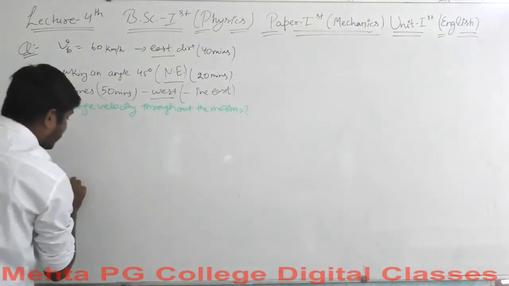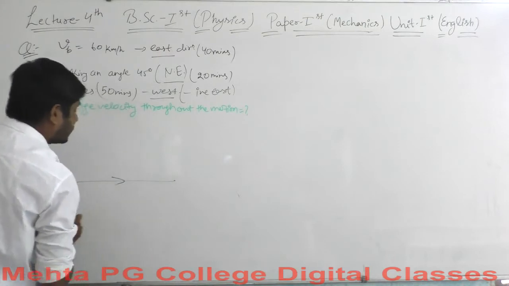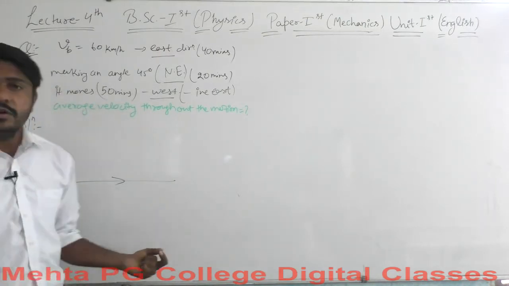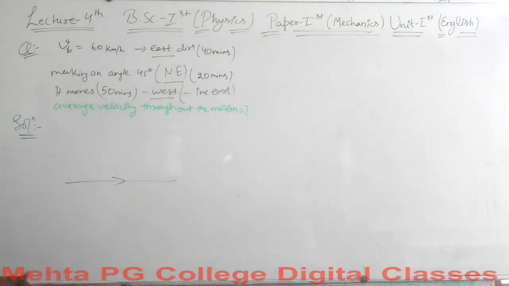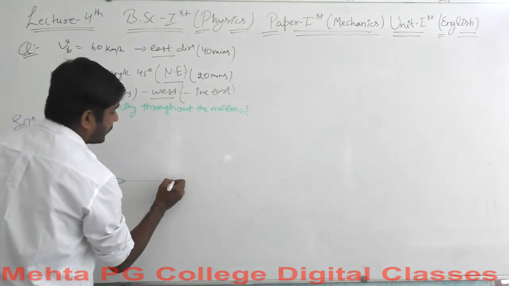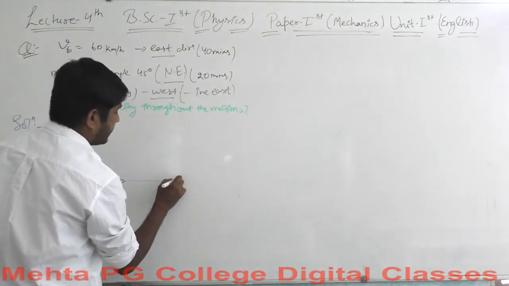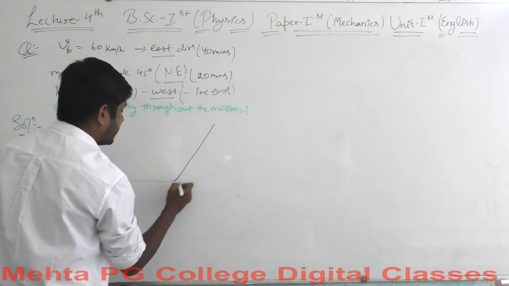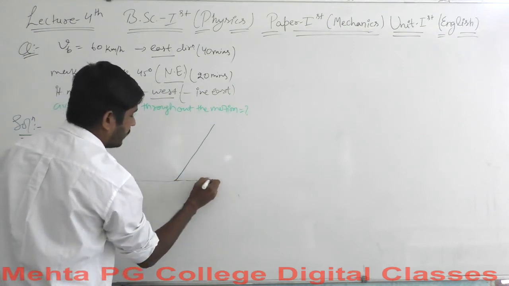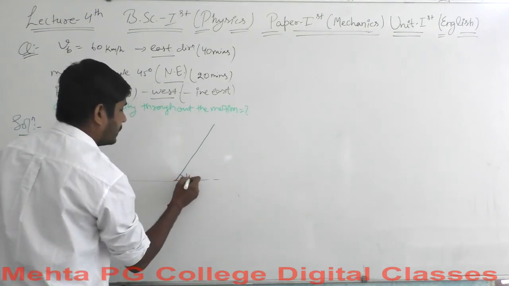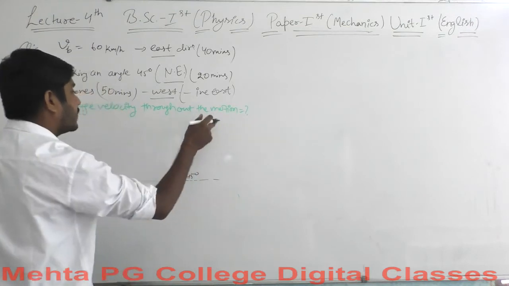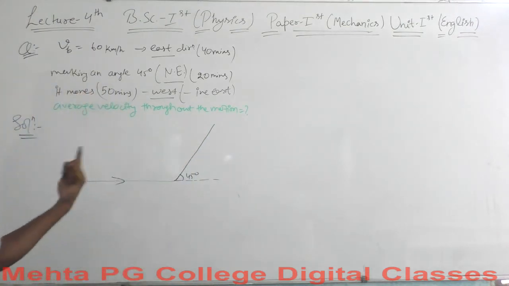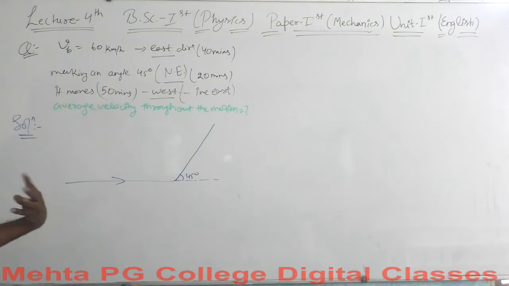The observer is moving in this east direction, and let's say he is moving for 40 minutes here. Then he moves making an angle of 45 degrees. This is the 45 degree angle. He is moving in this direction, and then he moves for 50 minutes in the backward direction. So let's find out the 50 minutes here.